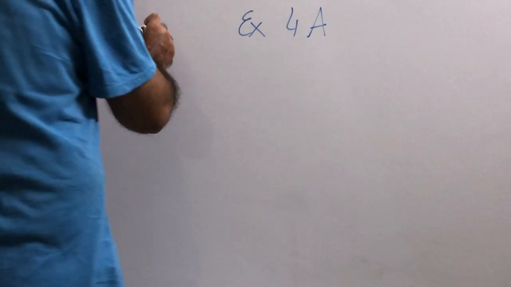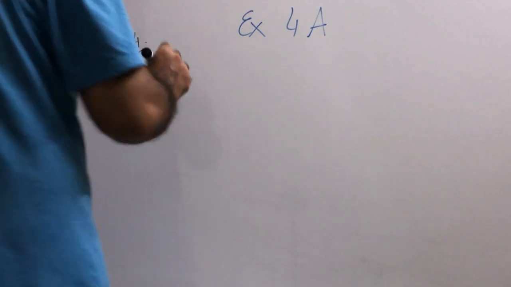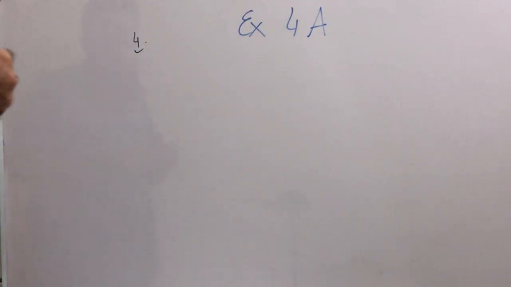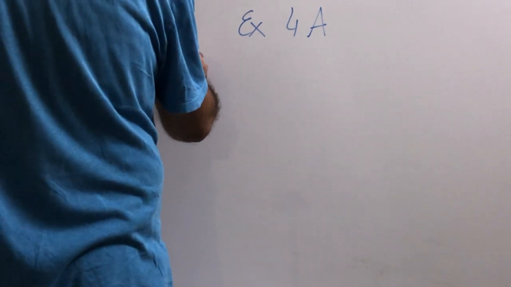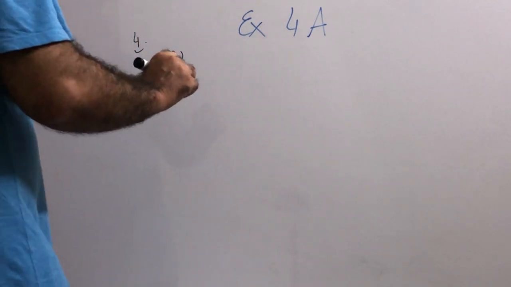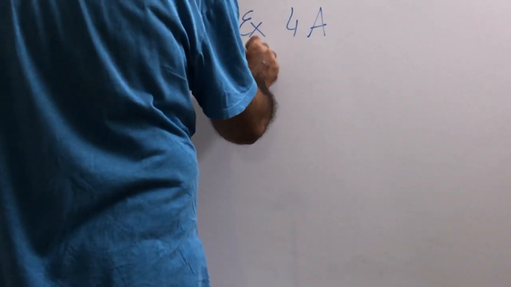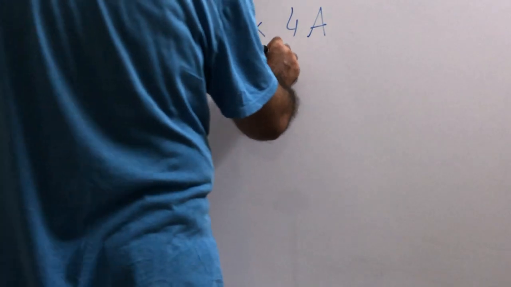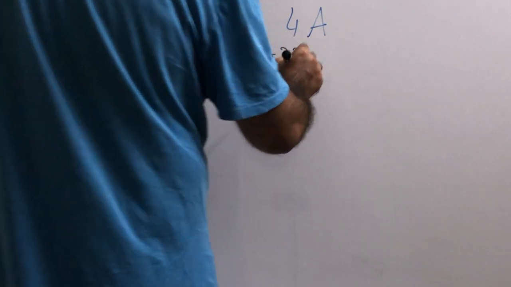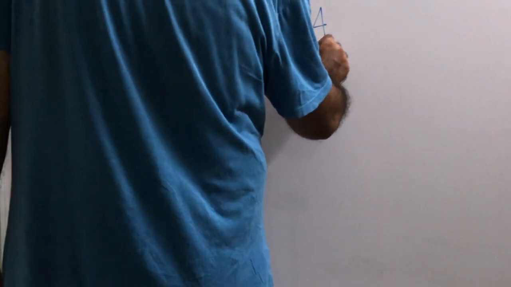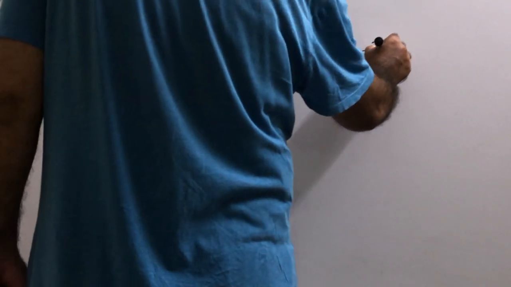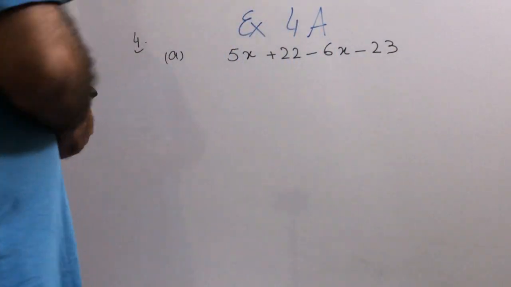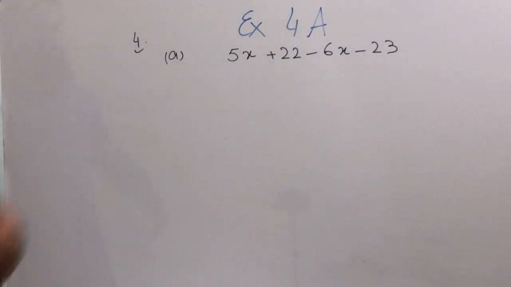Now we talk about question number 4, which says simplify each of the following expressions. Part A, expressions are given. 5x plus 22 minus 6x minus 23. Okay, this is the expression. Expression means that you can't find the equal sign here, so this is an expression.